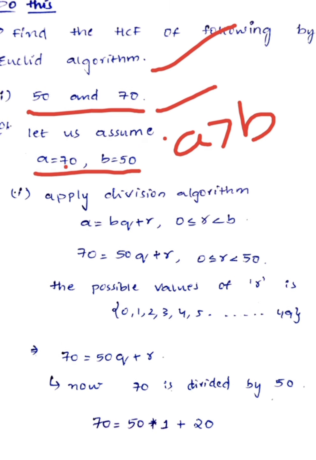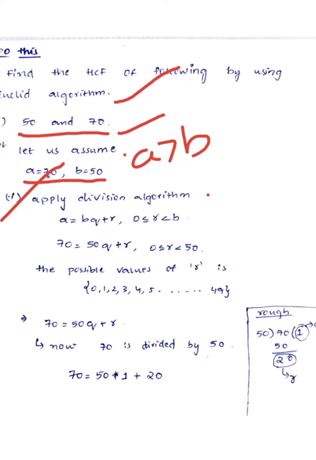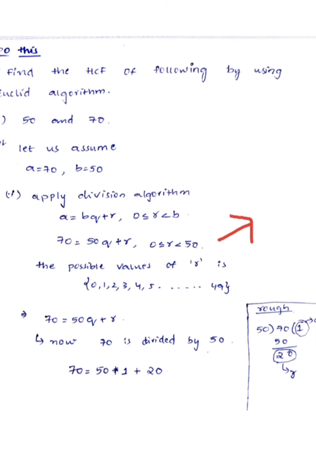Now in the first step, we need to apply division algorithm for a and b values. After applying the division algorithm, we got the equation like this: 70 equal to 50q plus r, where 0 less than or equal to r less than b, 50. Now the possible values of r is 0, 1, 2, 3 so on up to 49. In the previous example we have solved for each individual value of r the q value, that is for r equal to 0 what is the q value, for r equal to 1 what is the q value, so on. But here there are 50 numbers, that is starting from 0 to 49, so it is difficult for us to calculate q values for each and every value of r.